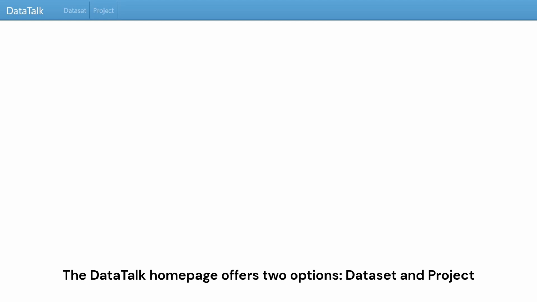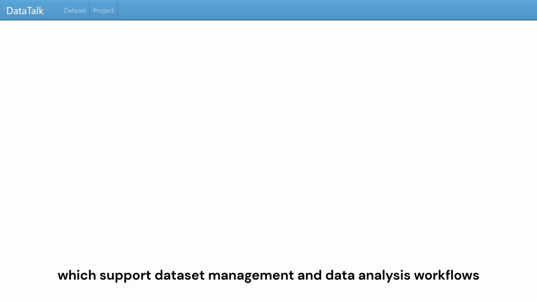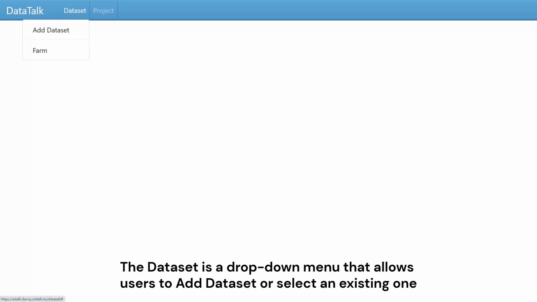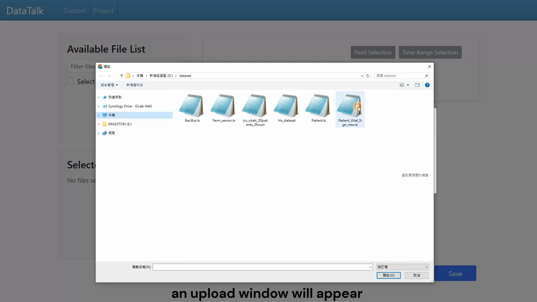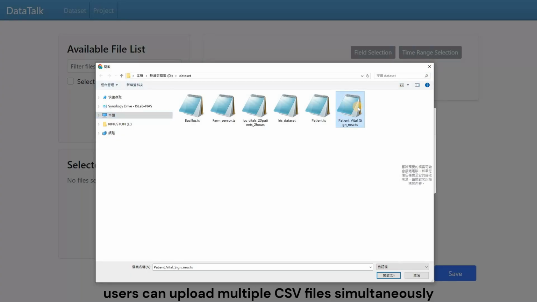The Datatalk homepage offers two options, Dataset and Project, which support dataset management and data analysis workflows. The Dataset is a drop-down menu that allows users to add a dataset, or select an existing one. When users click Add Dataset, an upload window will appear. Users can upload multiple CSV files simultaneously, enabling cross-file data merging and analysis.